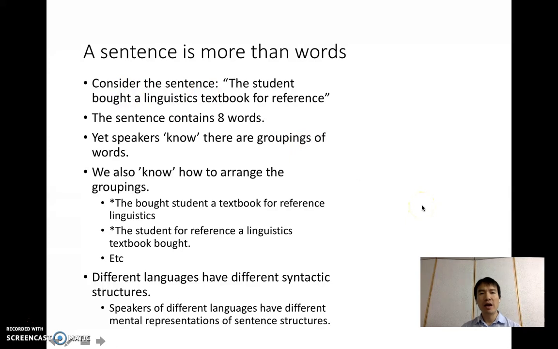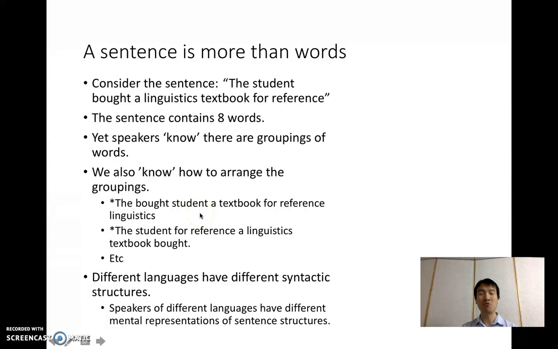And as speakers of English, we unconsciously know the groupings, and moreover, we know how to arrange the groupings. So when we speak English, we don't screw up the groupings. These sentences would be completely ungrammatical. No one would say "the bought student a textbook for reference linguistics," right? We keep the same words, but we change the order. It doesn't make sense at all, right?